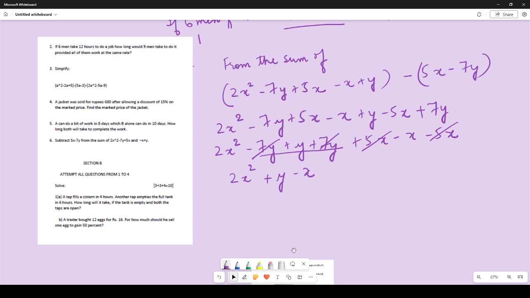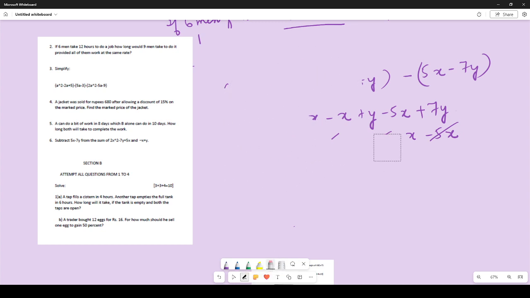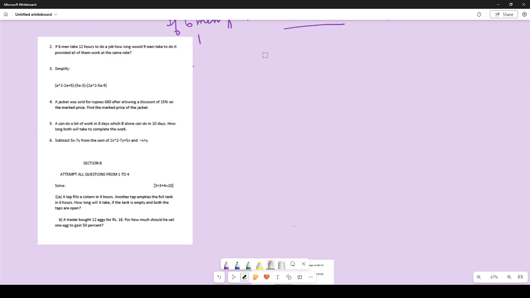Okay, now let us move on to section B, where in each question there were 3 parts, right? And if you look at the solutions, you will find that they all were pretty simple questions if you know how to do them. Let us check out the first question.